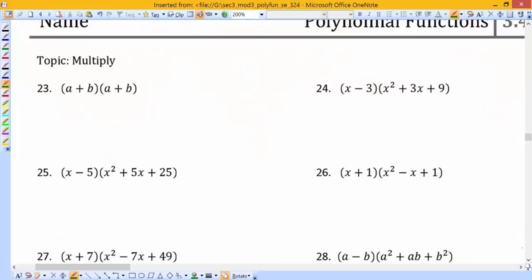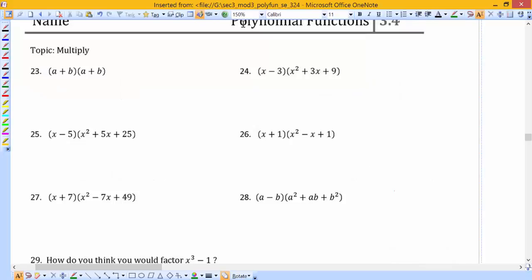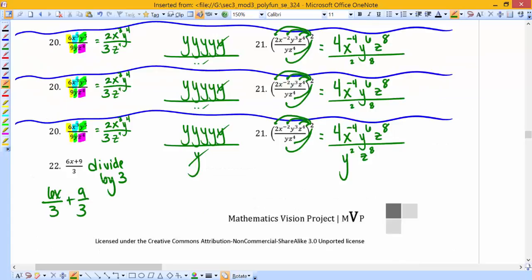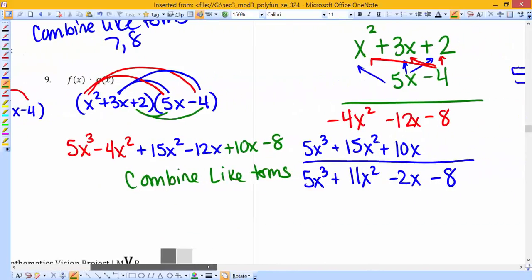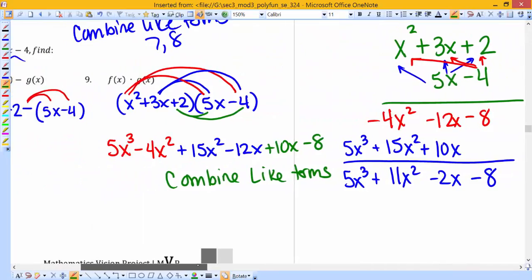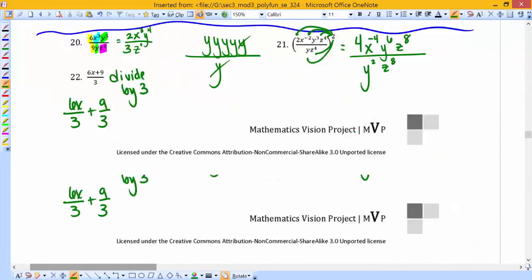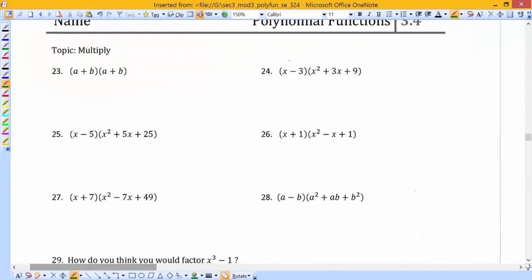Okay. The last part of the assignment, it does say multiply. So I showed you how to do these back here. 23 you guys should be fine on. But for the others, look back here at 9 and how I showed you guys to multiply, the options that I gave you. It's the same thing here. So I would start with the x and I would distribute it to the parentheses. Then I would take the negative 3, distribute to the parentheses. Combine like terms, get your answer.